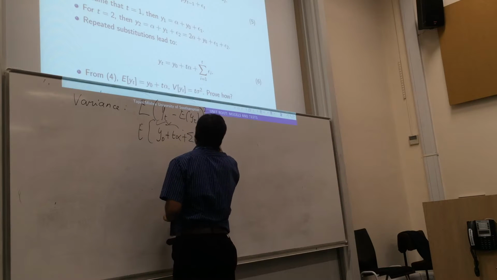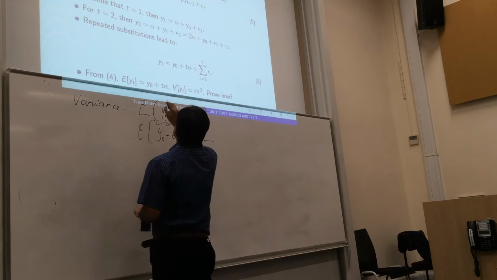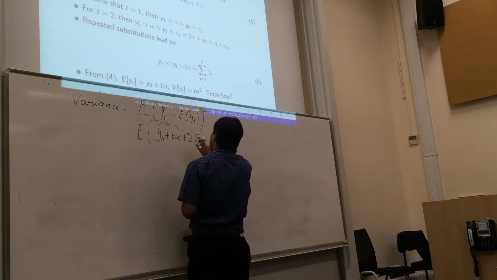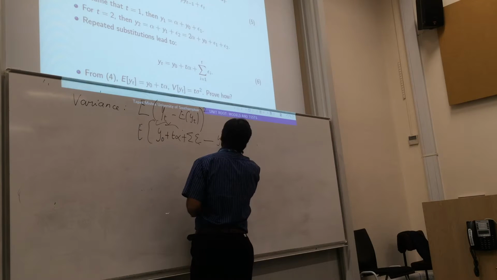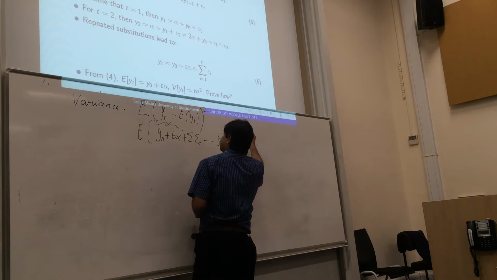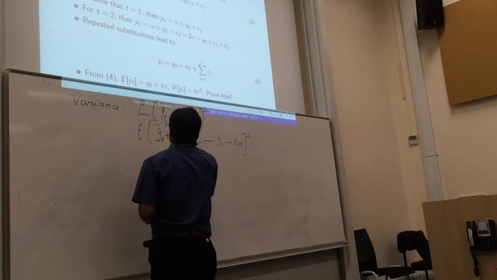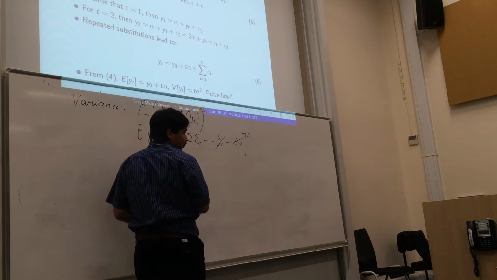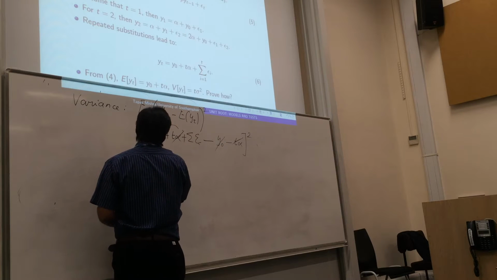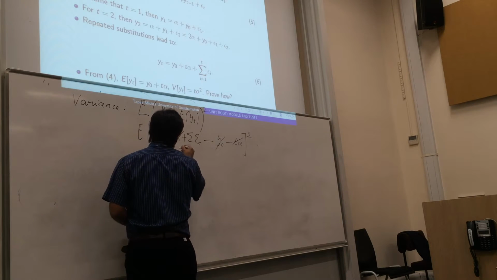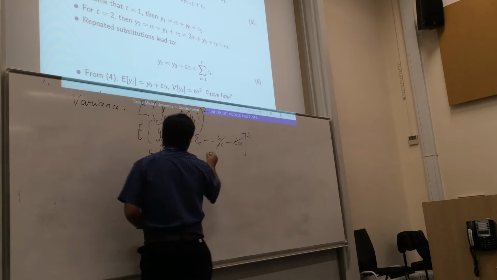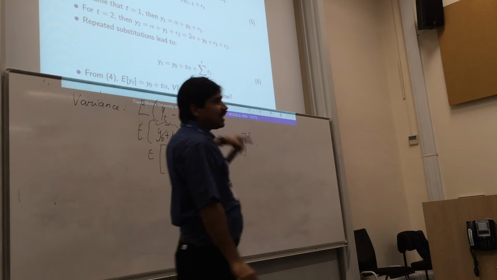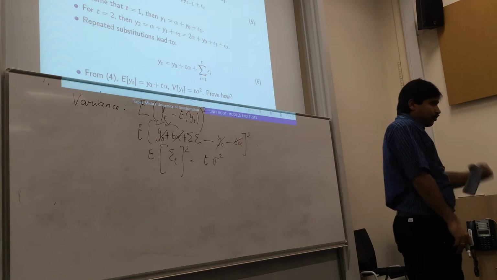Then minus expectation of yt. Expectation of yt we have found is y0 plus t alpha, so the minus and plus becomes minus t alpha, and then squared. That one cancels, that one cancels. So finally, we have expectation of et square, which is equal to T sigma square, just following exactly the same logic that we did before.